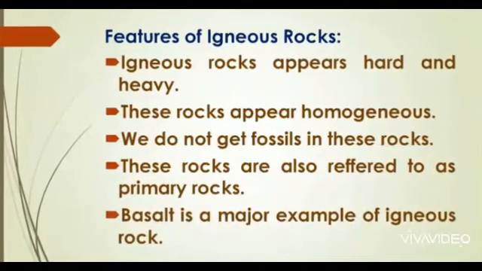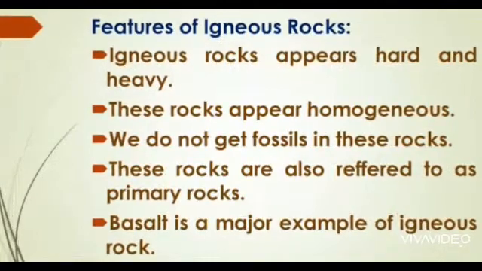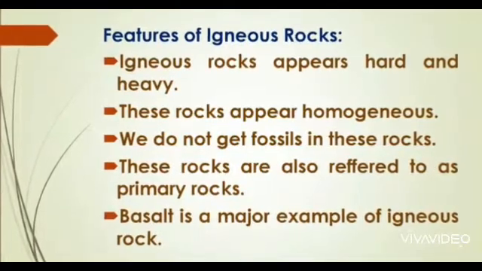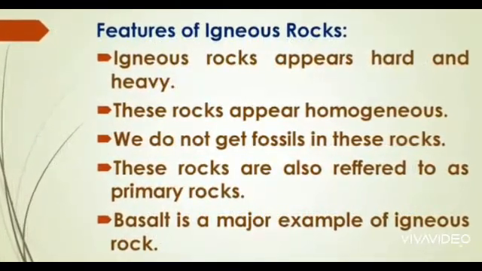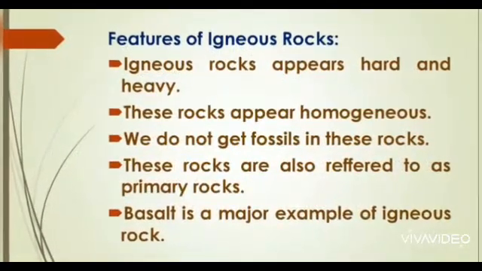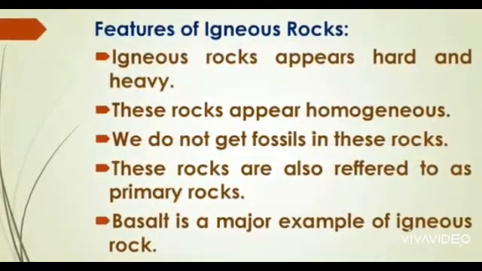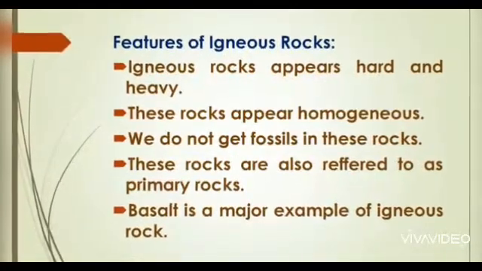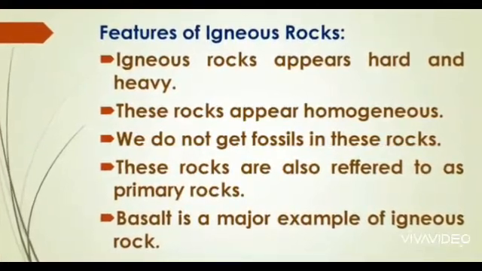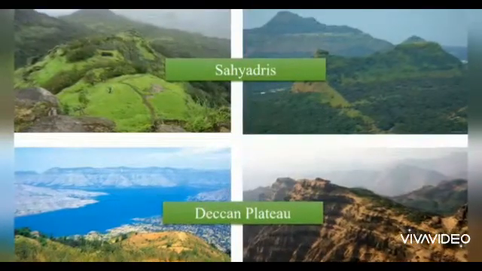Main features of igneous rocks. As these rocks are formed out of the material from the interior of the earth, these are also referred to as primary rocks. Mostly these rocks appear hard and homogeneous. These are heavy as well. We do not get fossils in these rocks. The Maharashtra Plateau and the Sahyadris are formed out of igneous rocks.